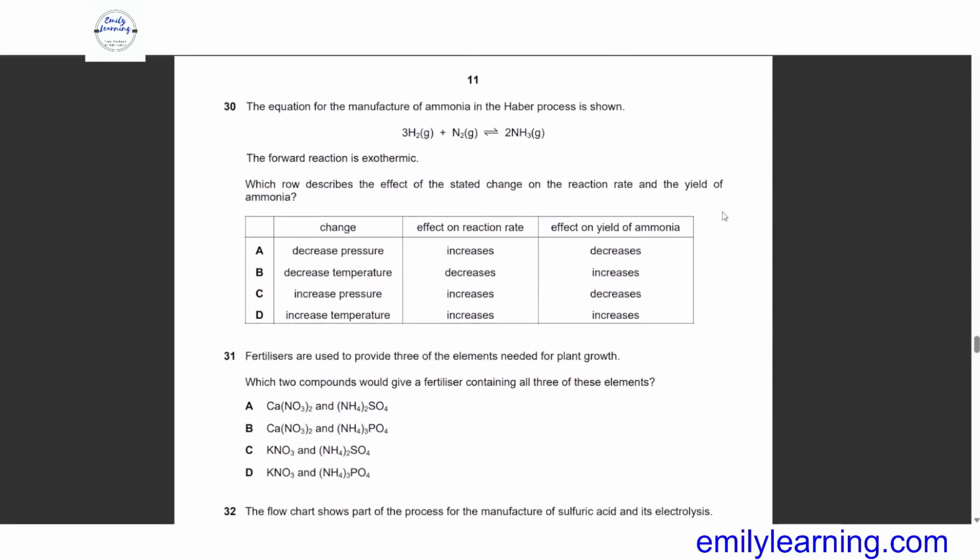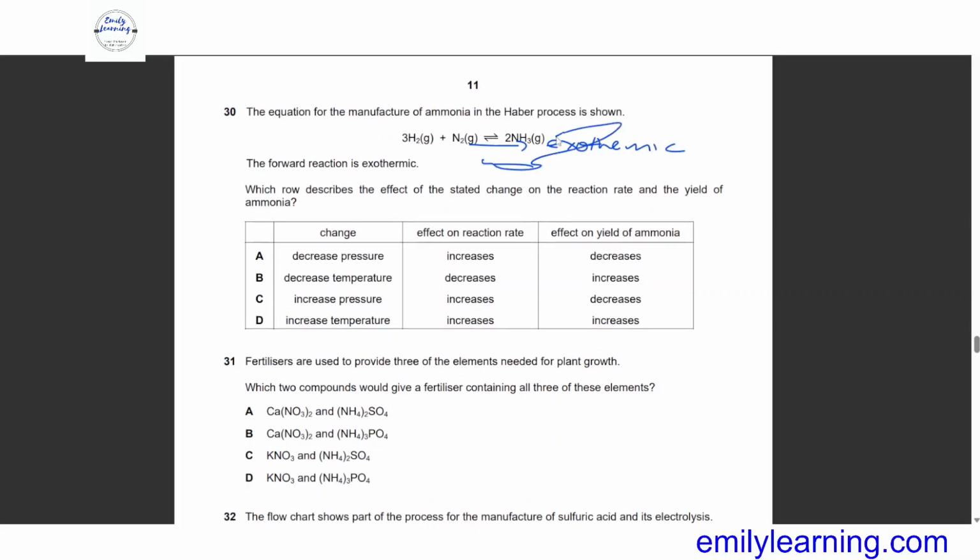Question 30 is on the Haber process. The equation for the manufacture of ammonia in the Haber process is shown. The forward reaction is exothermic, so you know that here is exothermic. So in other words, the backward reaction is endothermic. Next, which row describes the effect of a stated change on the reaction rate and the yield of ammonia?